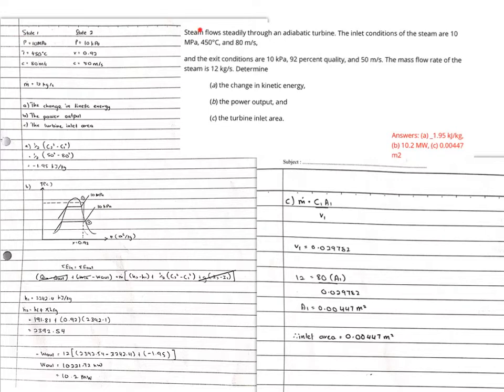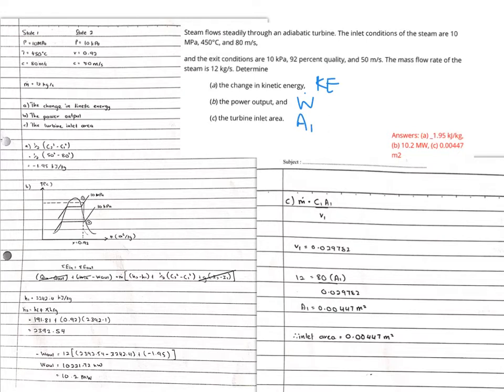You have steam flows steadily through an adiabatic turbine. The inlet conditions of the steam are 10 megapascal, 450 degrees C, and 80 meter per second. And given your exit condition as 10 kilopascal and you have 92% quality at the velocity of 50 meter per second. The mass flow rate given of the steam is 12 kilogram. So you need to find the change in kinetic energy, which is your KE, the power output, which is W dot, and the turbine inlet area, which is your A1.